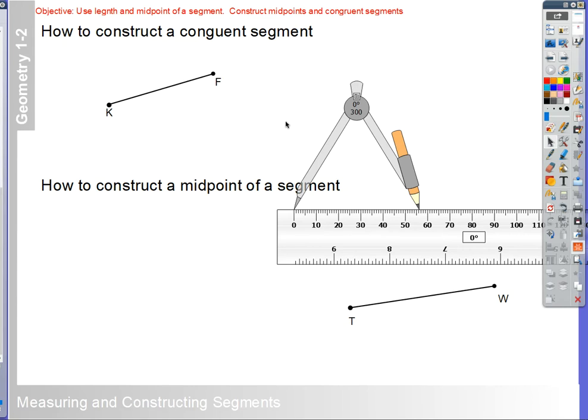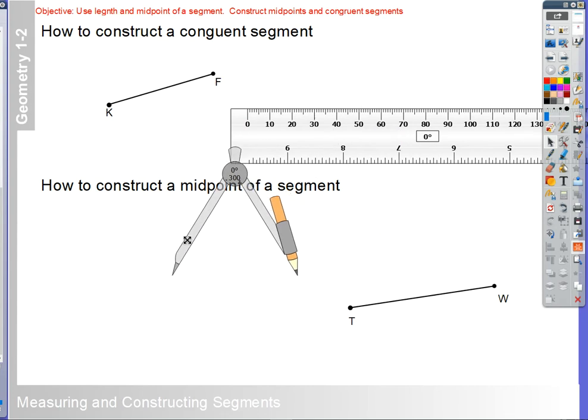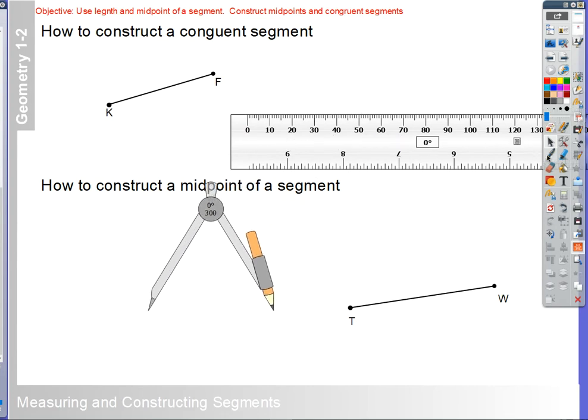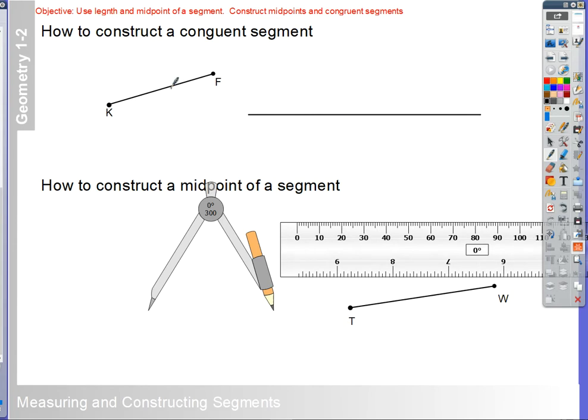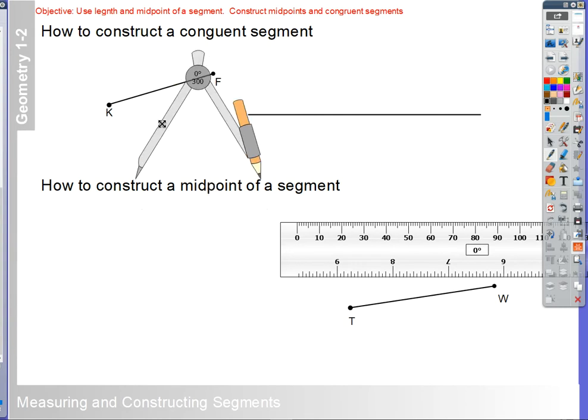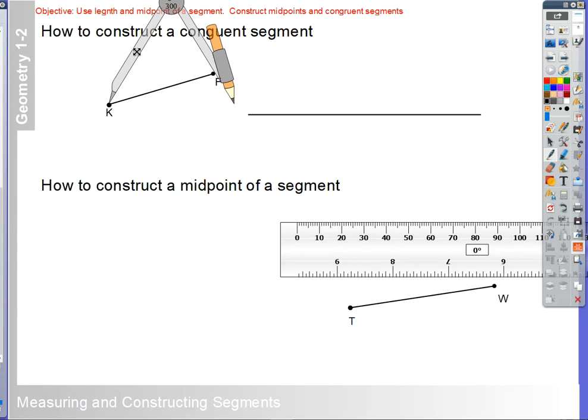So we're going to take a look at how to construct a congruent line segment. And so we have a line segment, KF. Those are nice initials. The first thing I'm going to do is take my ruler and construct a straight line. Now, I don't know how long this is, and clearly it's not congruent to line segment KF. So I need to use my ruler to make a congruent line segment to line segment KF.